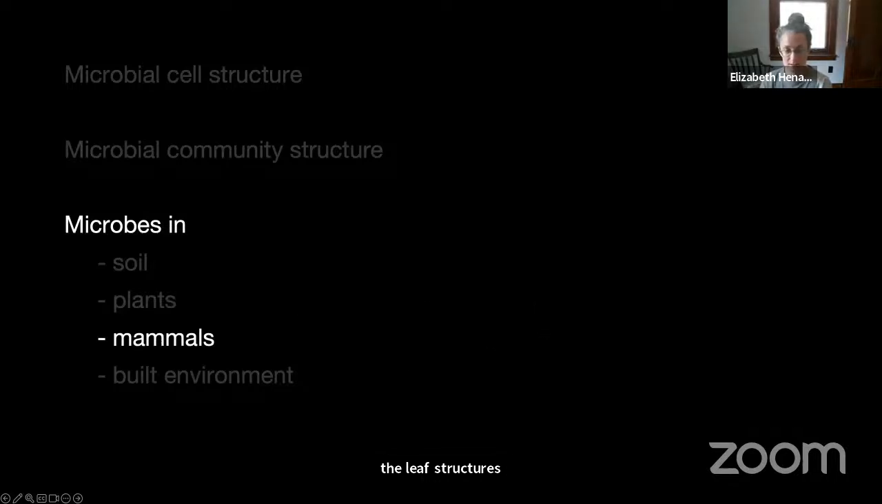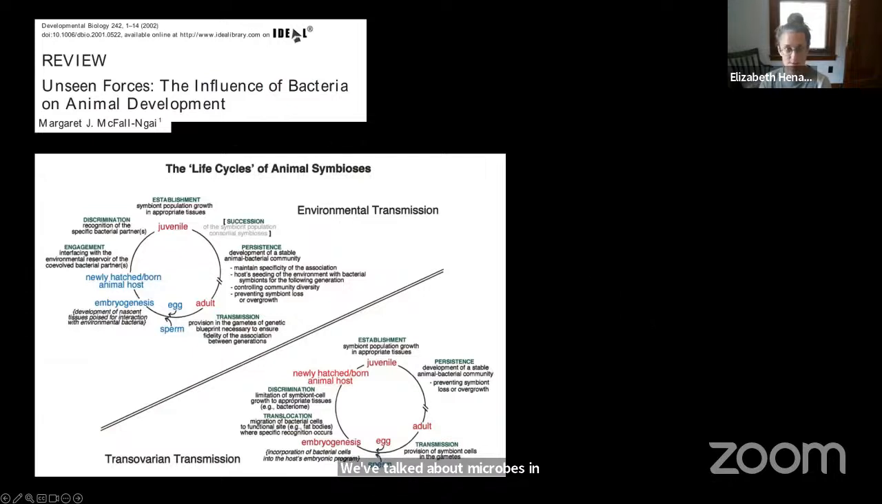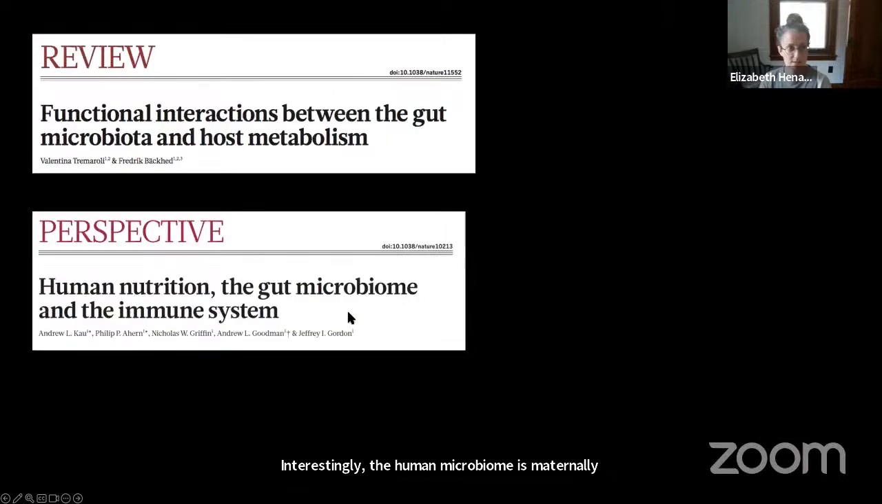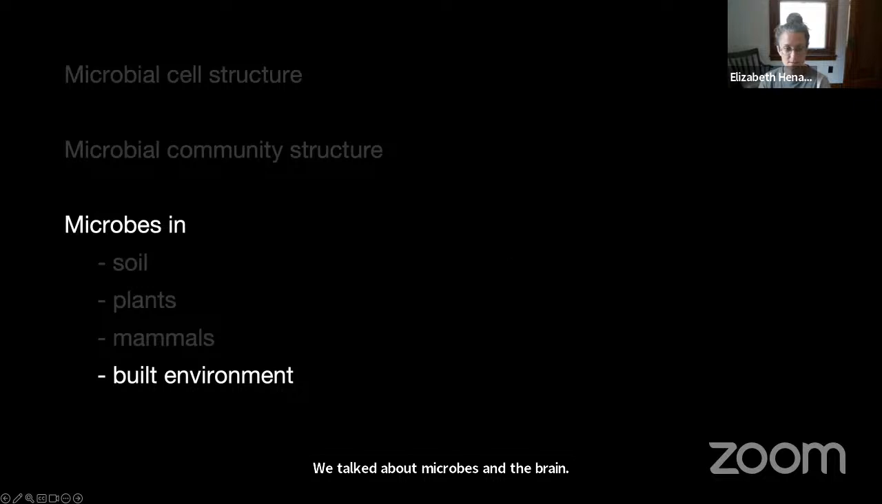We've talked about microbes in mammals a little bit, especially humans, but this is a really interesting paper that gives kind of a survey of how microbes interact with mammalian development in all phases of the development cycle. So from fertilization, embryogenesis, etc., to adult phases. Interestingly, the human microbiome is maternally inherited, so it's a matrilineal characteristic. We talked about microbes and the brain, and I'm just going to leave those for y'all to read.